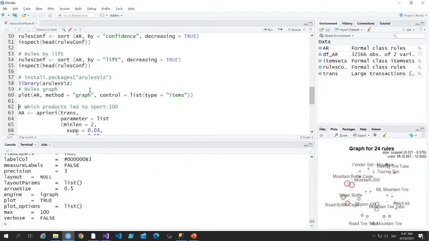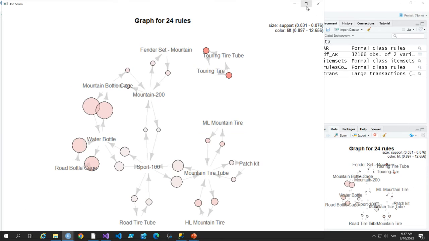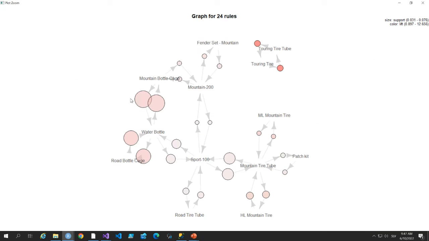Now there is another nice package, arulesViz, which helps us visualizing these rules. So it overloads the plot. I really like this plot. This plot is extremely informative. So size of these bubbles is defined by the support, and color, the darker, the bigger the lift is. And we immediately see this nice combination, touring tire, touring tire tube.